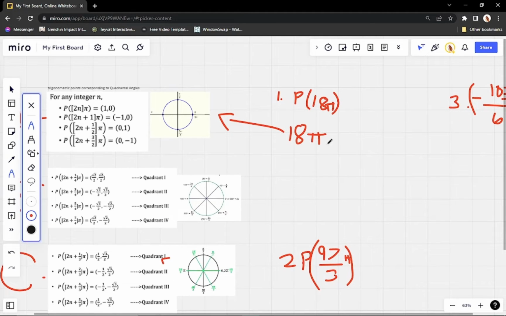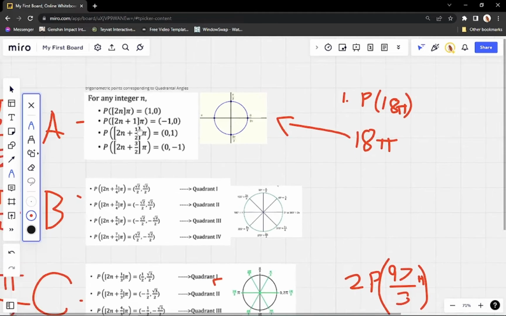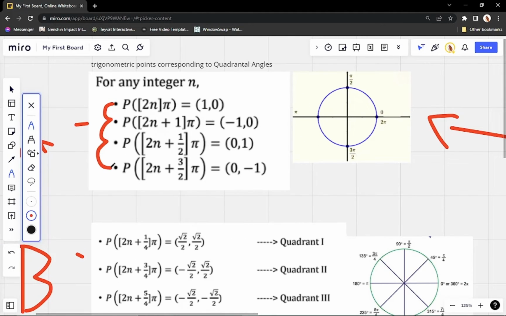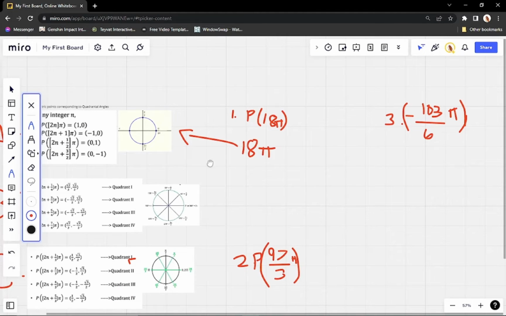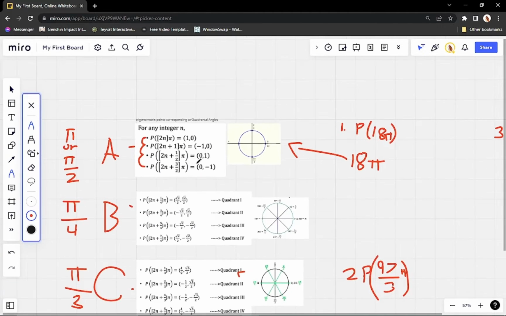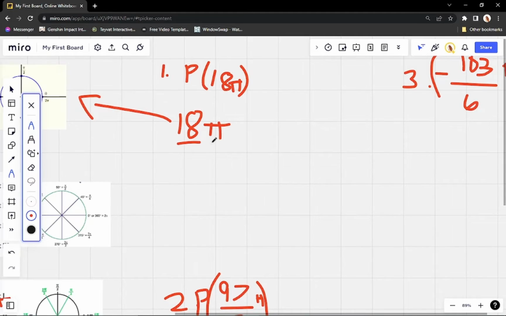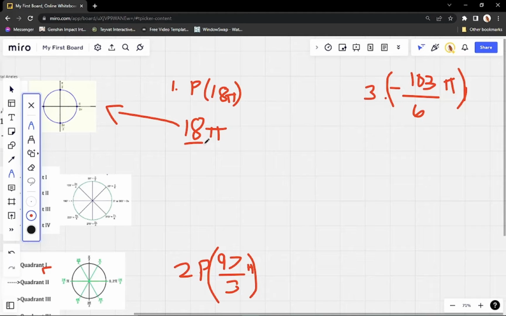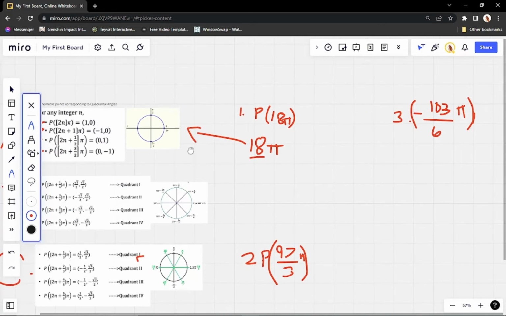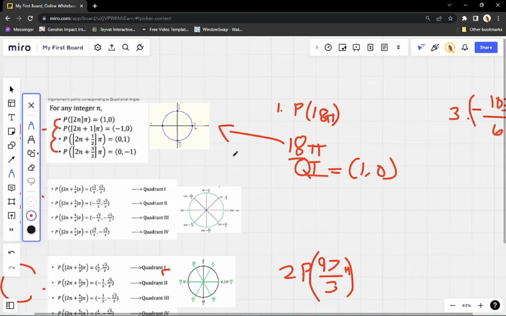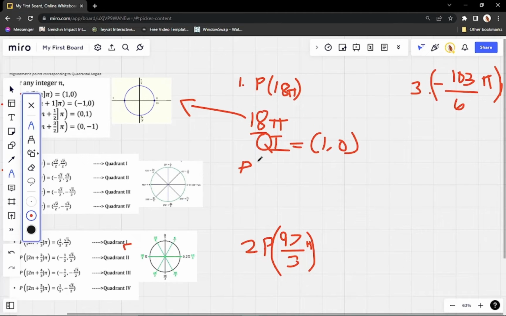So 18 pi, now that we know, we should find out which of these four it corresponds to. In order to figure this out, there are separate rules for each one, and since we know that 18 is a whole number and is even, that means that it applies for the quadrant 1 category, which is equal to (1, 0). But let's not stop there. There is a given formula, and if we try to substitute it, let's try.